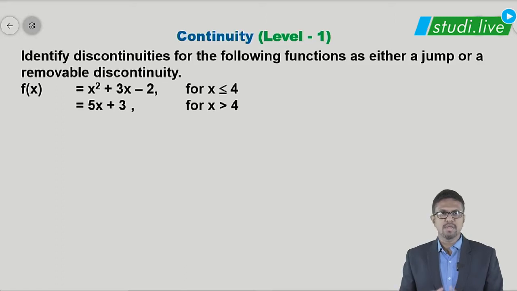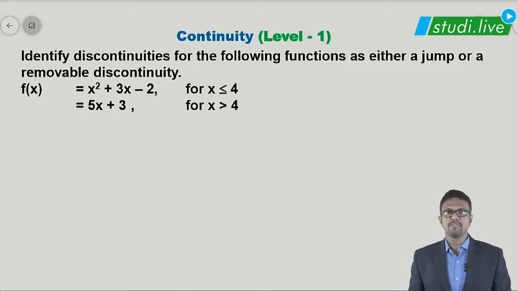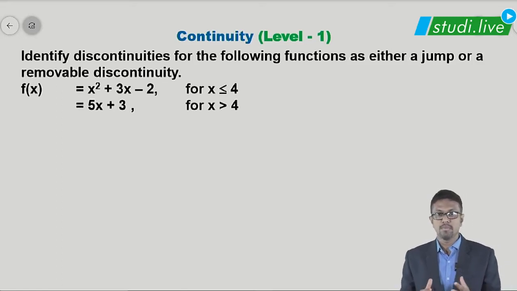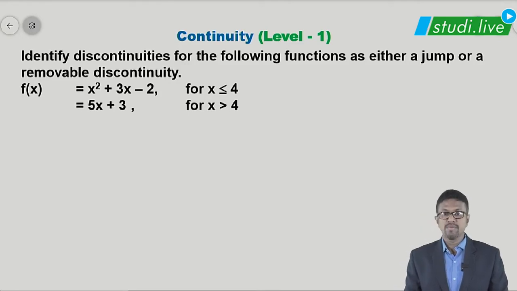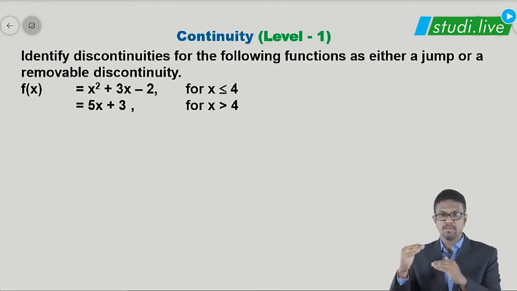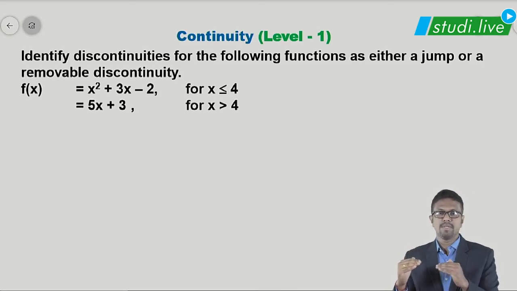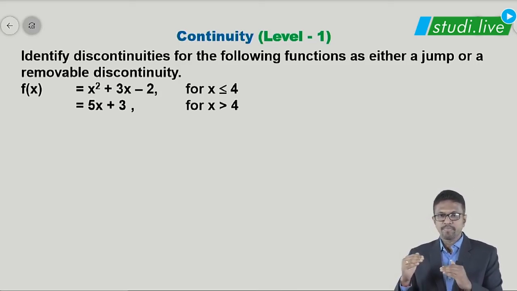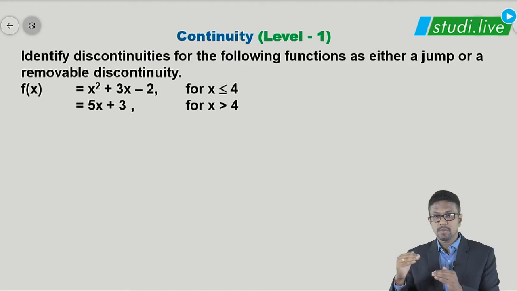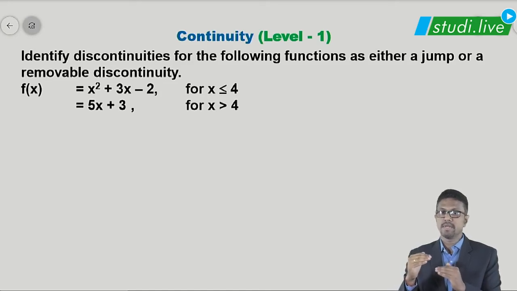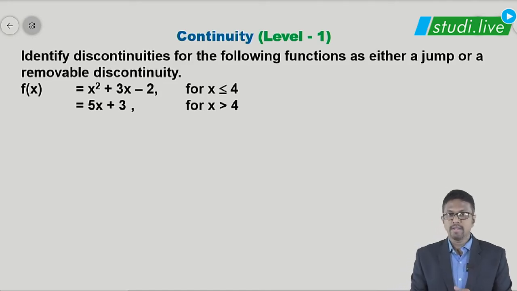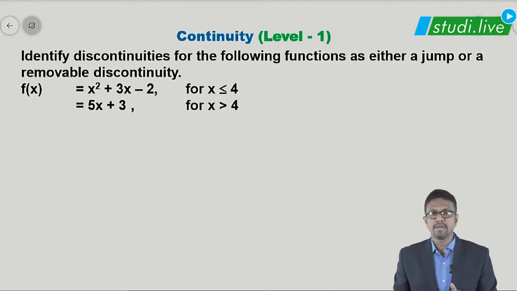So the question says, identify the discontinuities for the following function as either jump or a removable discontinuity. So when we are saying jump discontinuity, of course a jump discontinuity is when there is a visible jump happening in the function. For example, the left hand limit is stopping at say 1 and the right hand limit is starting from say 2. So that is a visible jump and that is a big discontinuity in the function. So that cannot be removed, okay. So such a discontinuity cannot be removed.